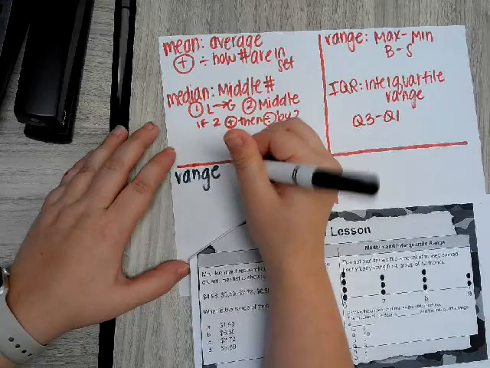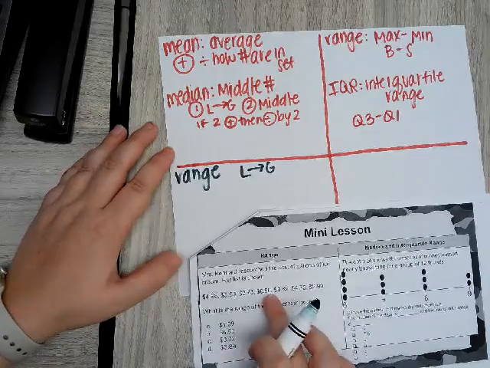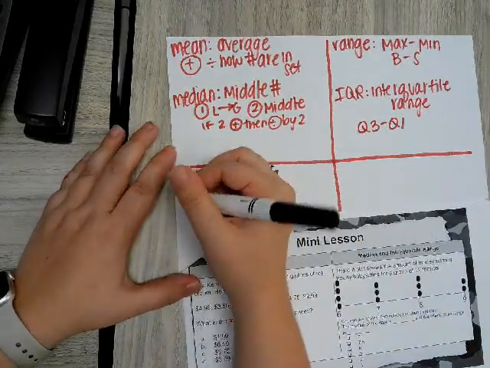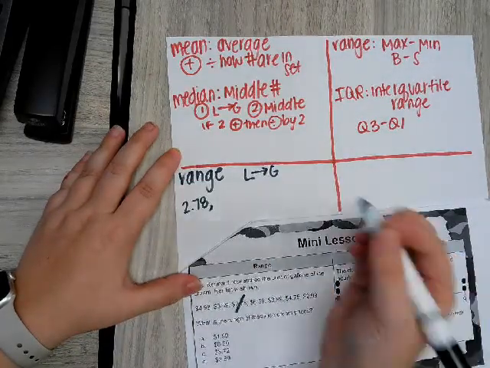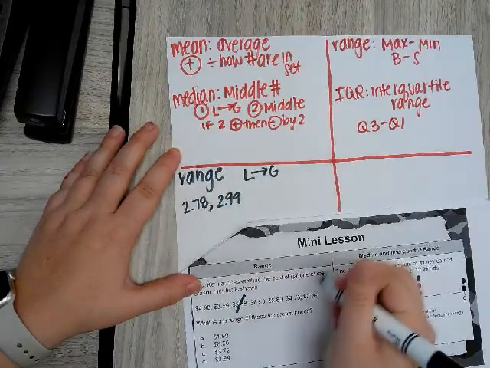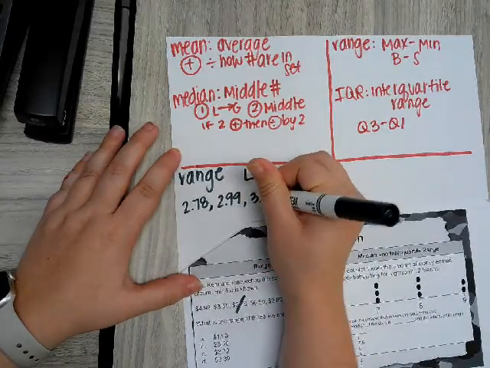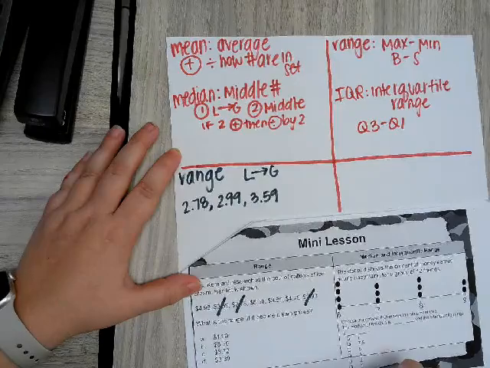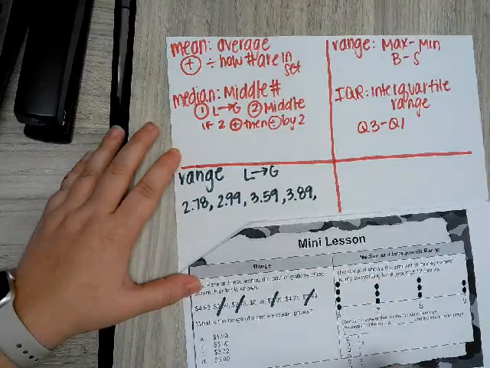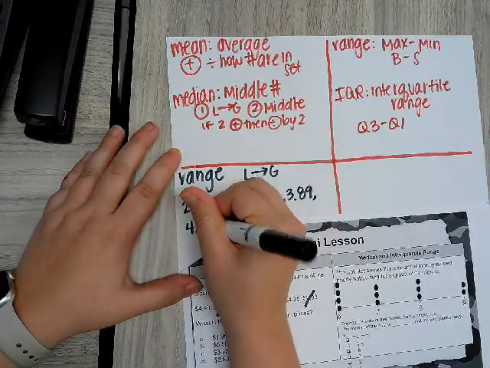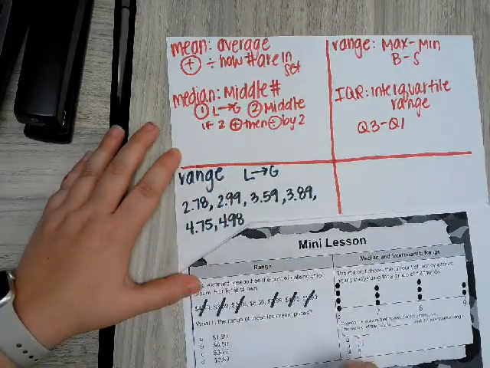Range, we're going to first order them from least to greatest. So my least amount is $2.78. Okay, next would be $2.99. Next would be $3.59. Next would be $3.89. Then $4.75. Then $4.98. Then $6.50.